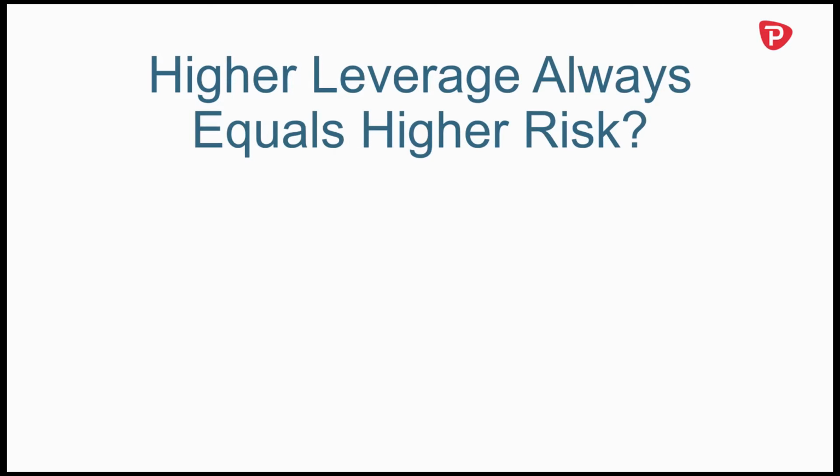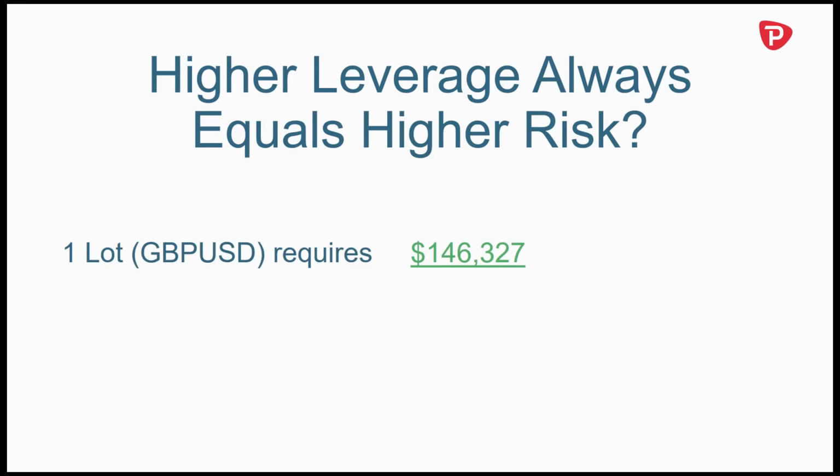So now I'd like to take a look at the idea that higher leverage always equals higher risk. As we saw before, one lot of Great British Pound versus the US dollar would generally require us to have 146,327 US dollars in our trading account at that previous price. Now, as we've discussed, by using leverage as a tool, we can gain access to being able to trade contract sizes like this within the Pepperstone platforms. As you can probably see in the last two examples, there's also ways of us placing stop losses on our trades to therefore limit our risks to the market while trading these larger contracts.